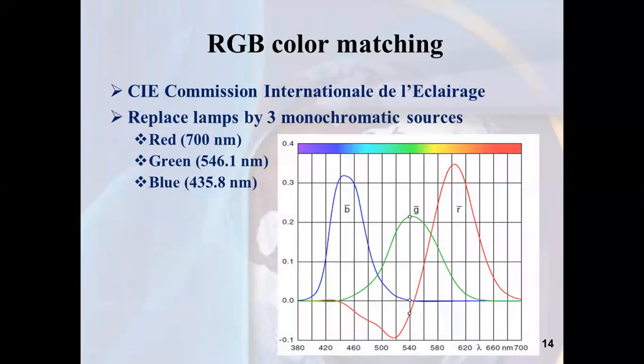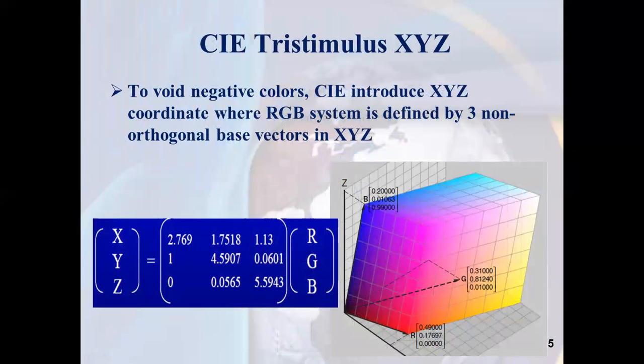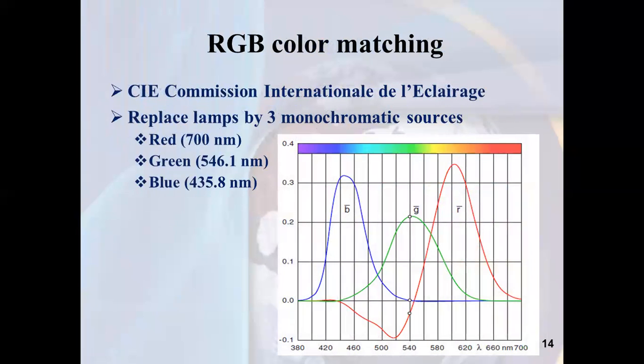After that, we have the Commission Internationale de l'Éclairage. It's an international association to put standards for éclairage, or lighting. In this commission, we replace the lamp by 3 monochromatic sources such as LEDs: the red at 500 nanometers, green at 546.1 nanometers, and blue at 435.8 nanometers. But we still have negative colors. So how to avoid the negative colors?